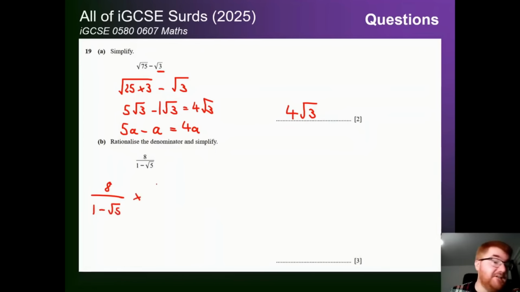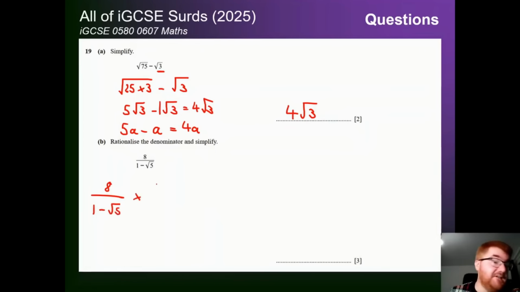So let's work our way through this. The top here is a single bracket. So 8 times 1 is 8. 8 times root 5 is 8 root 5. And then we do the bottom with first, outside, inside, last.